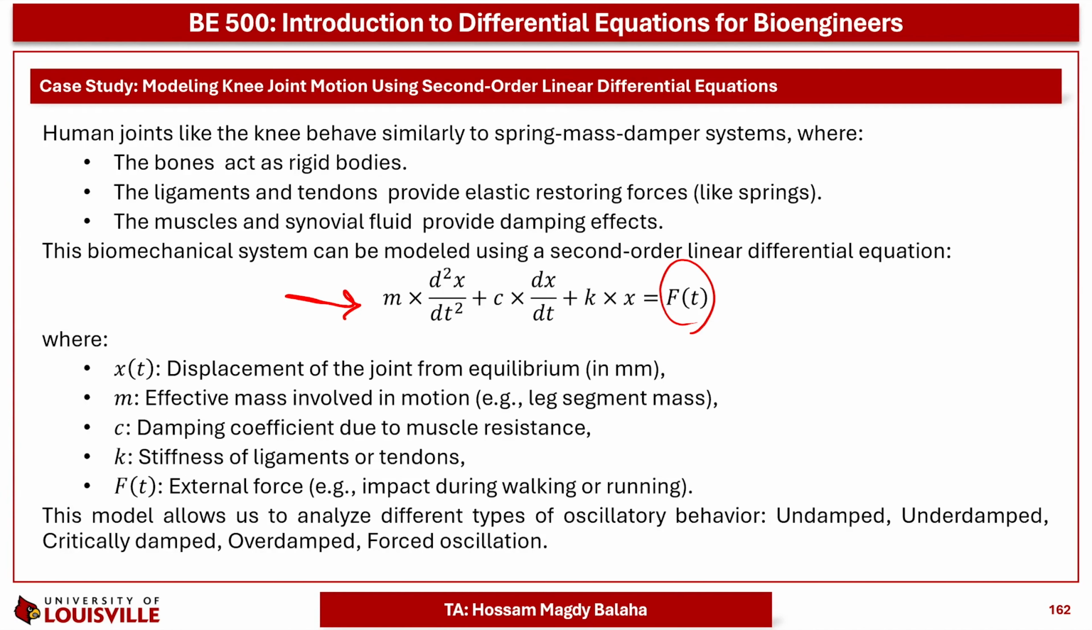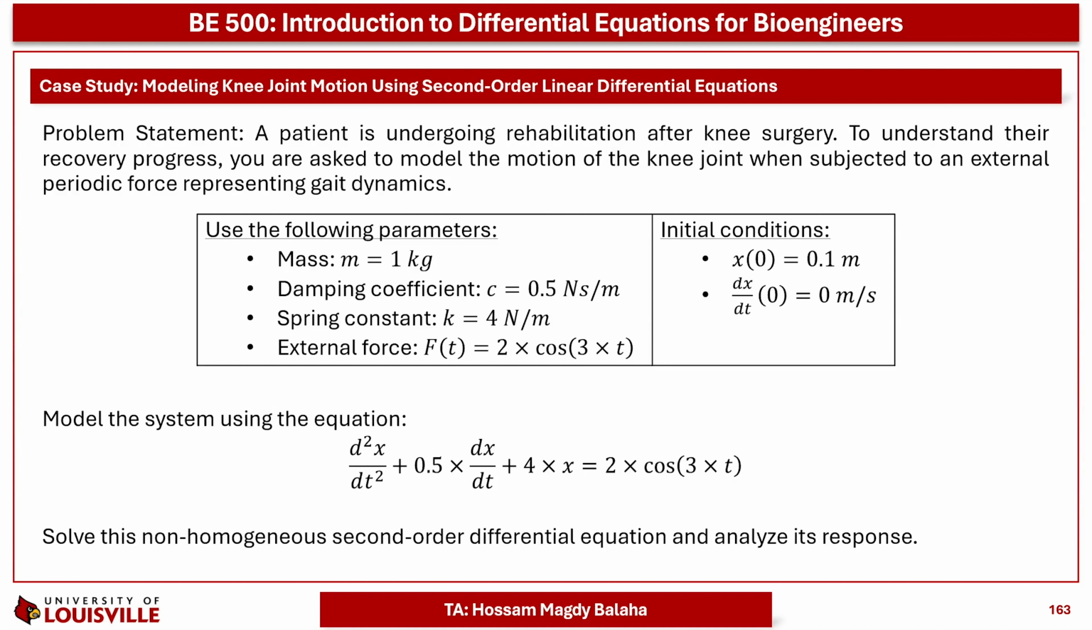And similar to what we did in the previous lecture, we can analyze different types of oscillatory behavior, such as undamped, underdamped, and forced oscillation. But here we will define a problem and solve it using one of the two methods illustrated in this lecture. The problem says that the patient is undergoing rehabilitation after knee surgery, and we need to understand their recovery progress. We are asked to model the motion of the knee joint when subjected to an external periodic force representing the gait dynamics.